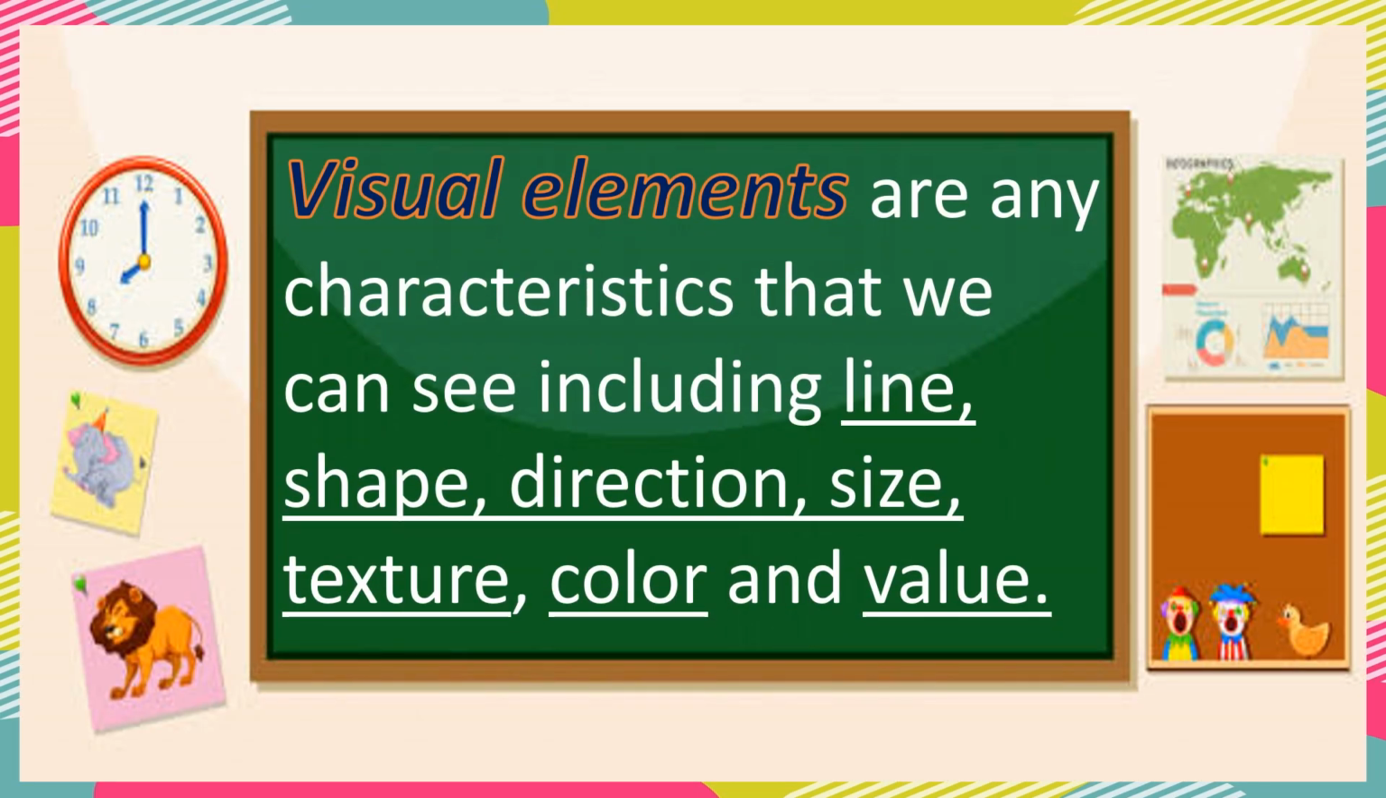Visual elements are any characteristics that we can see including line, shape, direction, size, texture, color, and value.